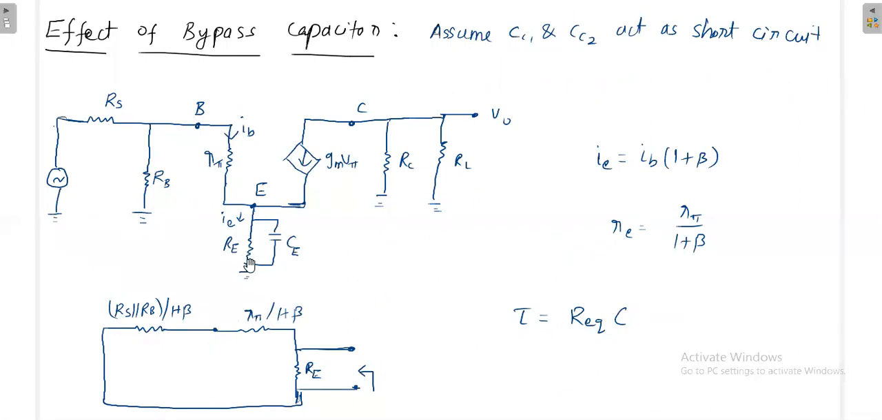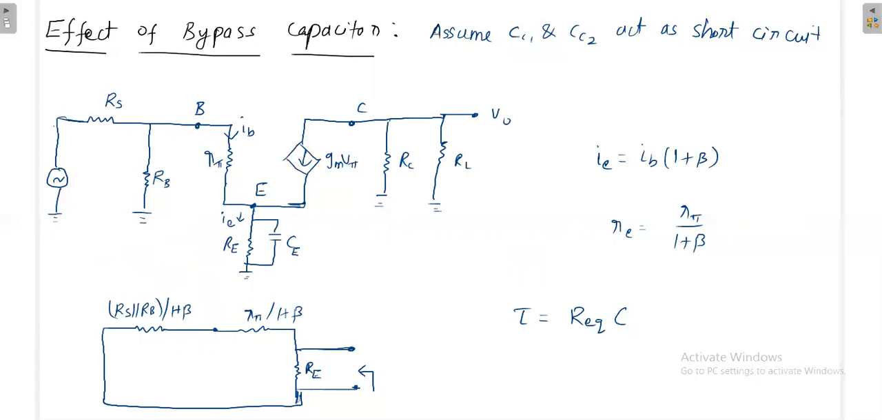RE is there because C is there. So this is IB current flow, and this is IE current flow. This is collector current, that is represented in terms of voltage controlled current source, that is GM into V pi, and then RC in parallel with RL. The effect of output capacitor is also removed.